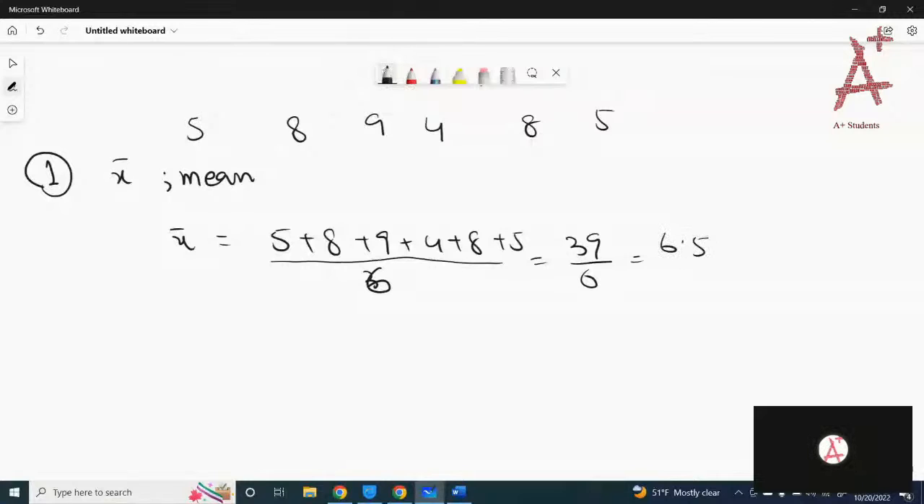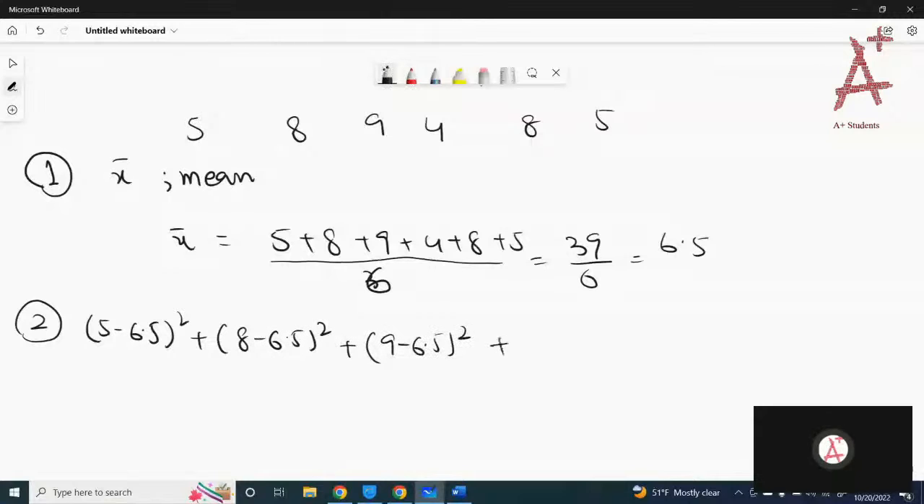Okay, then the second step is you have to subtract the mean value from all of the numbers and then square them. For the first one, you do (5 minus 6.5) squared, plus (8 minus 6.5) squared, then (9 minus 6.5) squared, then (4 minus 6.5) squared, then (8 minus 6.5) squared, and then (5 minus 6.5) squared. You simply subtract the mean value from all the given data, square them and add them. Got it?